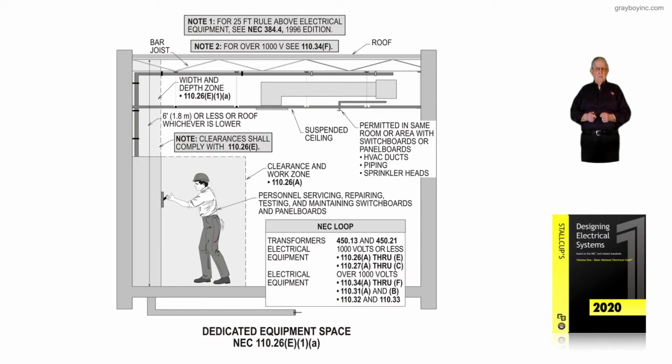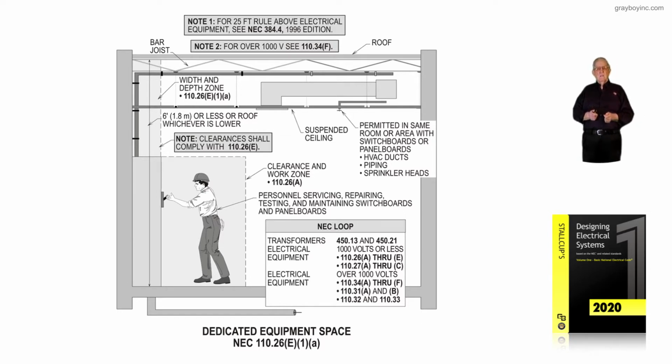Now, this illustration deals with dedicated equipment space. We looked at this in Chapter 5. NEC 110.26 E(1)(a). Now, notice the person doing the switching there is standing to the side of the switch so that if something happened, he would have his arm and the appropriate PPE.